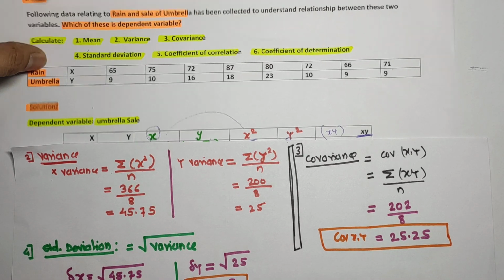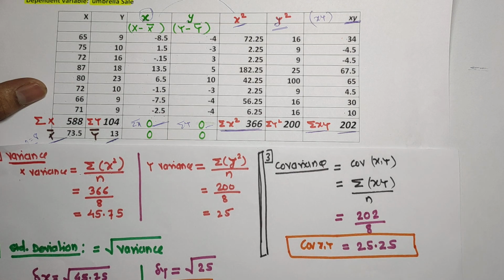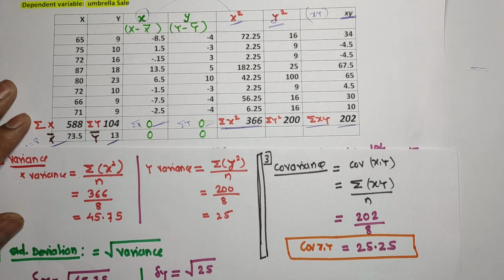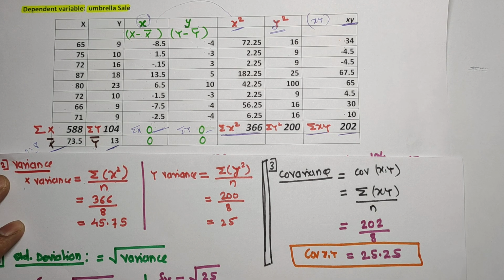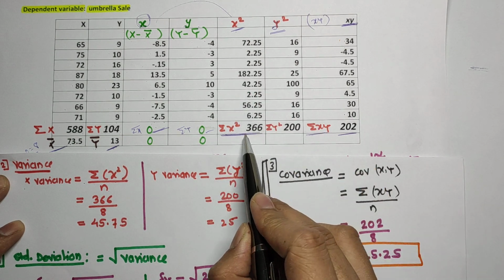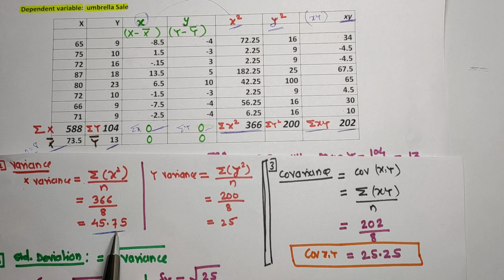So what is our summation of small x square? We have already calculated it here. I think it is visible to you now. See, what is the summation of small x square? It is 366. So 366 divided by n. n is the total number of 8 variables. So you will get 45.75. Okay, it is very easy.